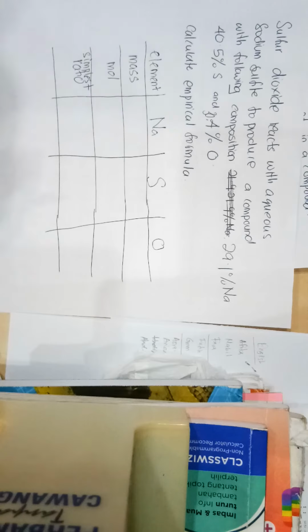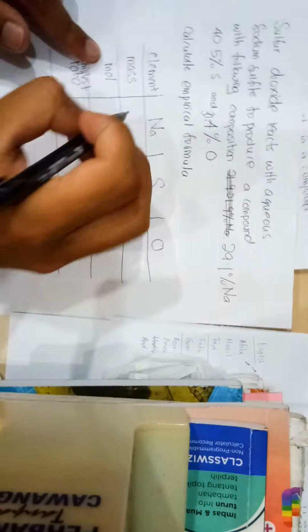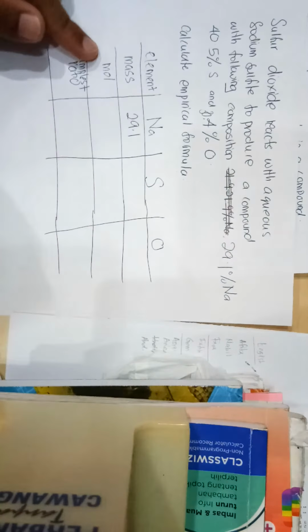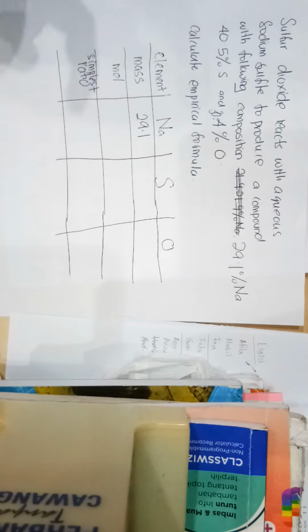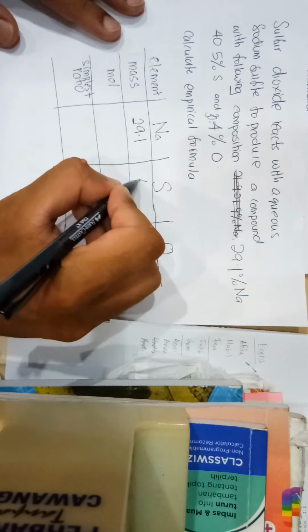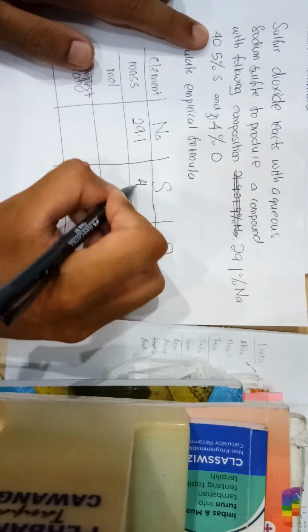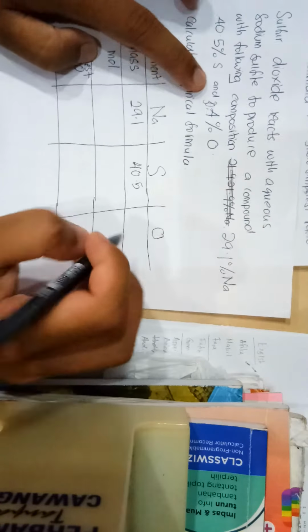Now to find the mass: here you don't have any information about mass, it gives you percentage. So you can use the percentage as the real mass. For sodium, it states 29.1% of sodium, so it's actually 29.1 mass for sodium. You can take the percentage as the mass value. For sulfur the mass will be 40.5, and for oxygen it will be 30.4.